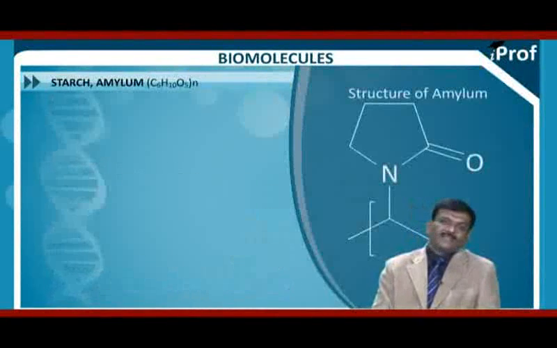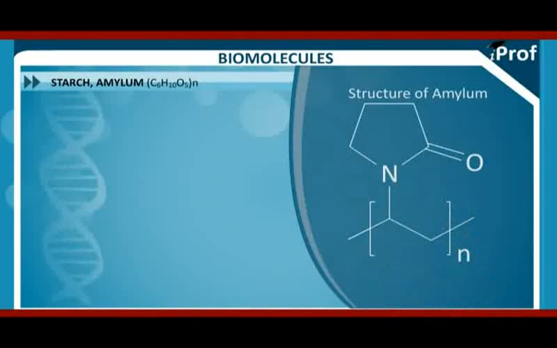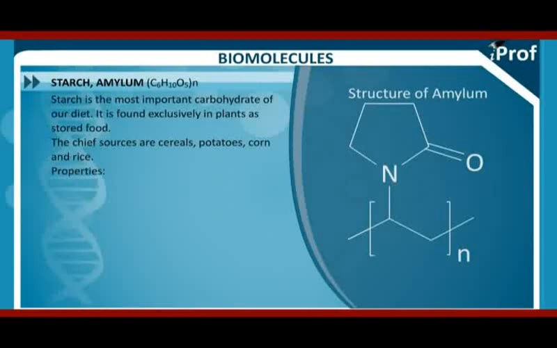The next type of sugar is starch, the amylum. Its common formula is (C6H10O5)n. Starch is the most important carbohydrate of our diet. It is found exclusively in plants as a stored food. The chief sources are cereals, potatoes, corn and rice.